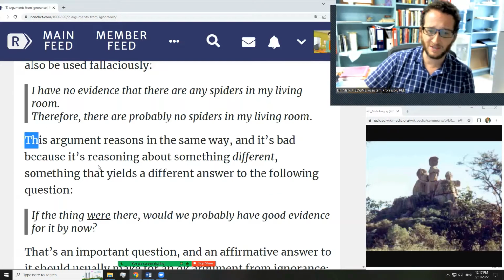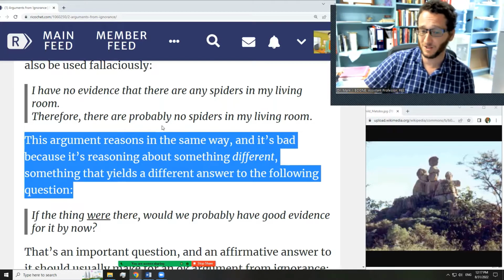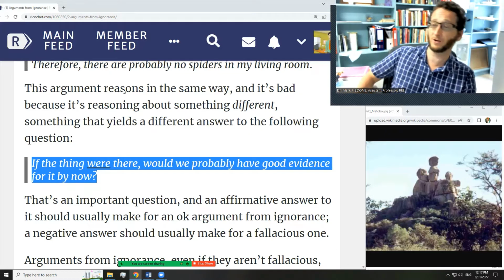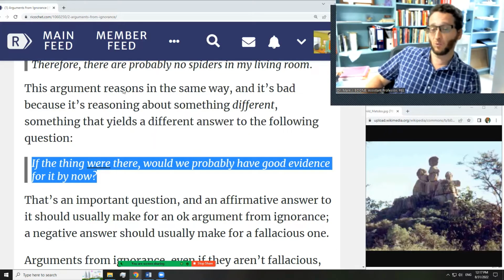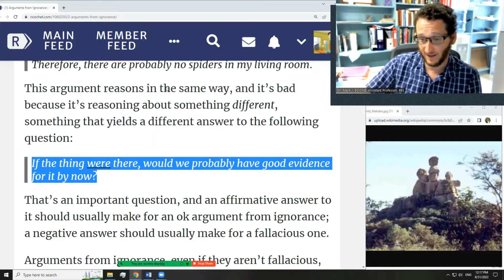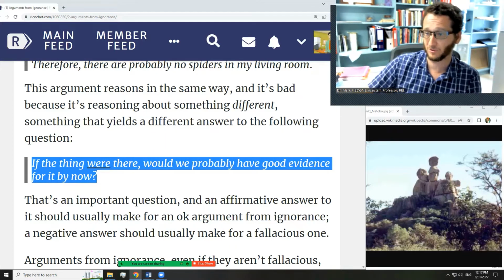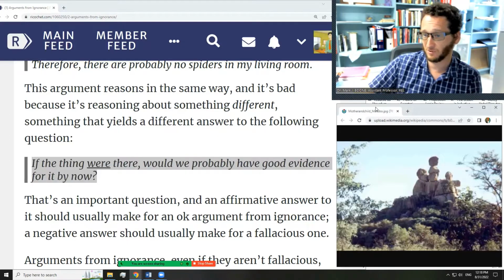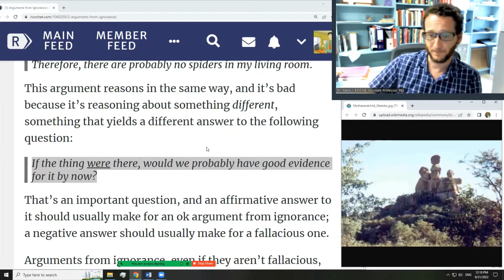So this argument reasons in the same way, but it's bad because it's reasoning about something different, something that yields a different answer to an important question we have to ask about arguments from ignorance. If the thing were there, would we probably have good evidence for it by now? That's the key question. That's the principle you can use, or a correct answer to that question will be the principle you can use to evaluate an argument from ignorance.